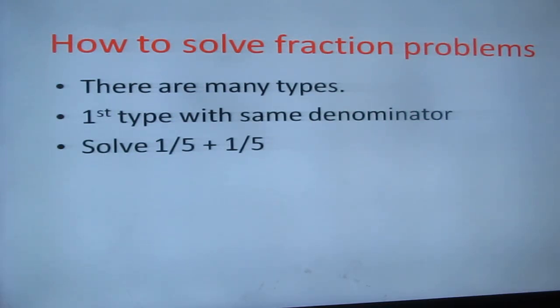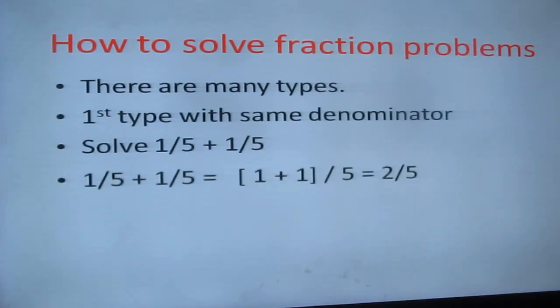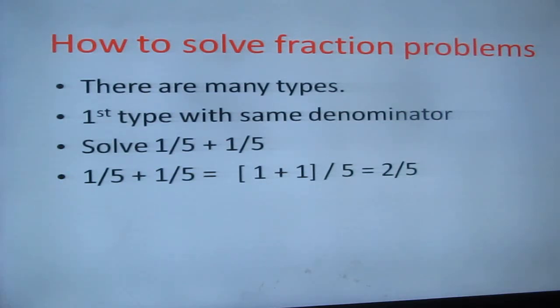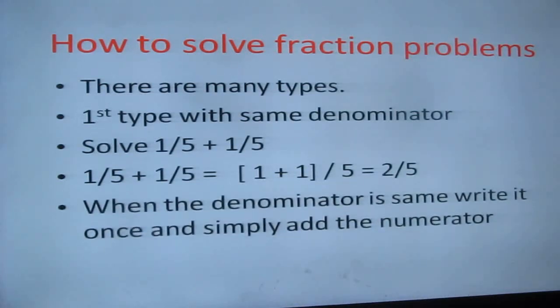So then what you have to do is add the numerators. Just a very simple case, 1 plus 1, the numerators you can add separately. 1 plus 1 is 2, then the denominator should be written only once. So the answer is 2 by 5. So what you learned from this slide: when the denominator is the same, write it once and simply add the numerators and put the sum in the numerator place. Clear?